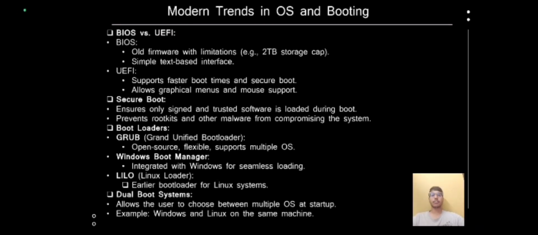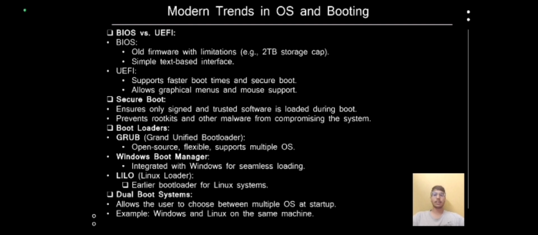Now let's talk about some technologies that are making the modern trend in OS booting so efficient today. BIOS versus UEFI. BIOS is an old firmware limited in features like storage capability, and it's gradually being replaced by UEFI, which is faster, supports larger storage devices and also has advanced features like graphical user interfaces and mouse support. And secure boot is a security feature found in modern systems. It ensures only trusted software like a verified OS is loaded during the boot process, protecting against malware and rootkits.